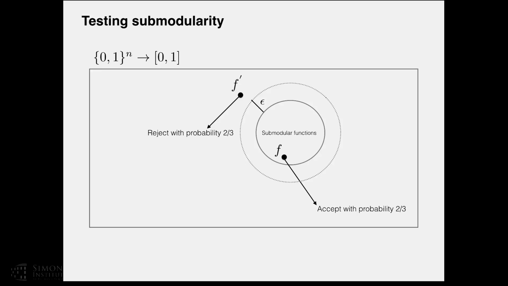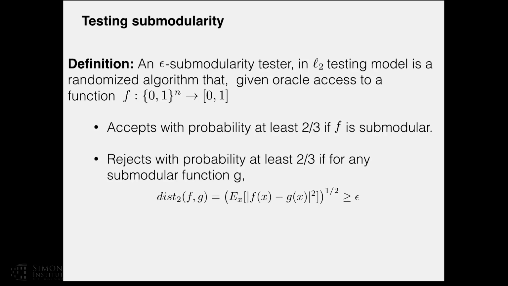This is a picture of testing submodularity. Let's look at the formal definition. An epsilon submodularity tester in the L2 testing model is a randomized algorithm that, given oracle access to function f, accepts with probability 2 over 3 if f is submodular, and rejects with probability 2 over 3 if, for every submodular function g, the distance between f and g is greater than or equal to epsilon.